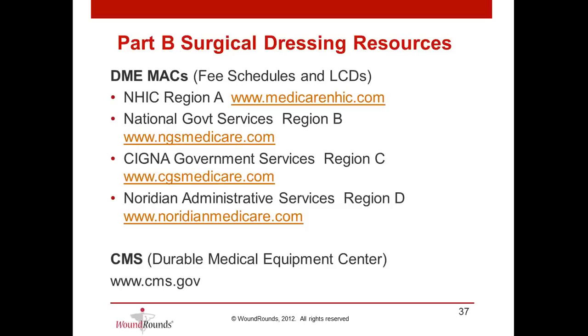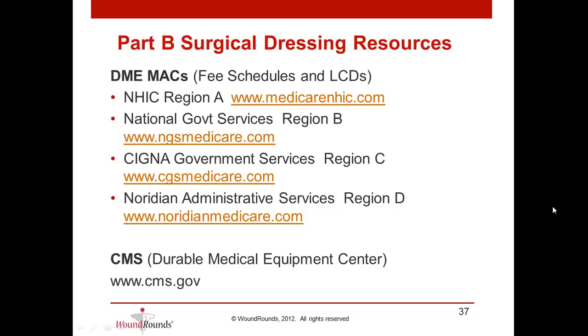Go to whatever region it is that you're currently in, and there should be a tab there. It's a little different on each page, but there should be a tab there that has local coverage determinations, and then another tab that says fee schedule. When you click on the fee schedule, it's going to give you different options, and you want to select current fee schedule, and you want to look up the surgical dressing category, which they may have listed as SD. And then once you find that, the fee schedule is going to be posted for you by state, and it's also going to include the HCPCS codes for the product.